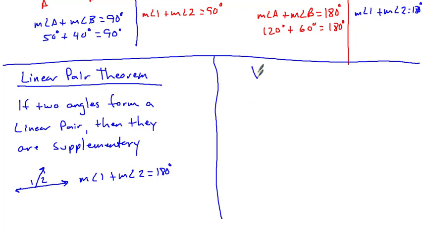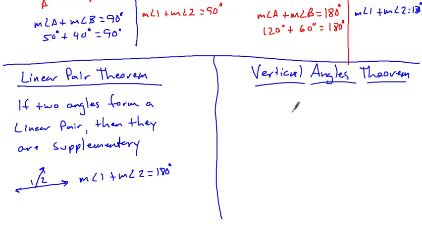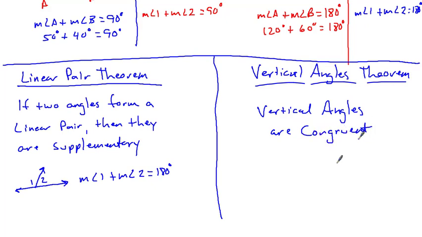The other theorem is called the vertical angles theorem. All right, vertical angles theorem. And it's simple. It says that vertical angles are congruent. Right? Simplest theorem you're ever going to see.